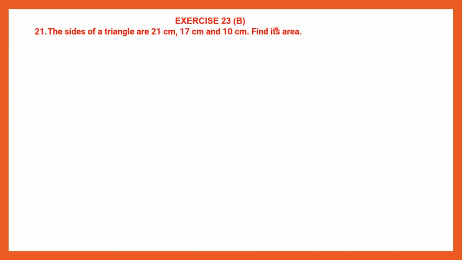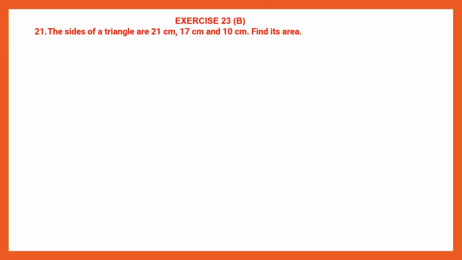Exercise 23b, and we are doing question 21. The sides of a triangle are 21 centimeters, 17 centimeters and 10 centimeters. We have to find its area. Now what is the formula to find the area of a triangle like this? Now can you see there are three measurements of the sides and all three are different. So when all three sides are different, this is called a scalene triangle.